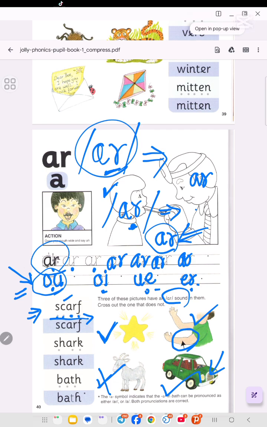That is the R sound for the paper 1 book. Jolly Phonics Paper 1.